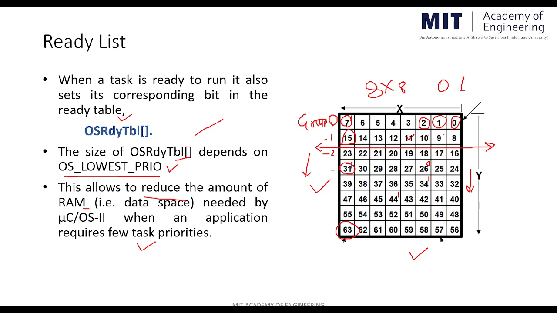जितने टास्क चाहिए, जितने लोएस्ट प्रायोरिटी चाहिए, उतने ही टास्क के टेबल्स, उतनी ही रेडी लिस्ट टेबल क्रिएट होगा. ओके, दैट्स व्हाई वी कैन से दैट MuCOS2 is scalable.